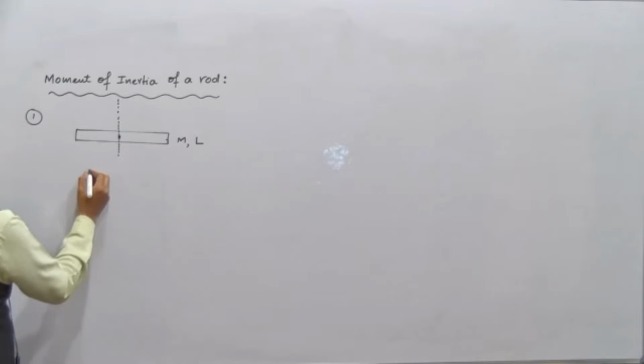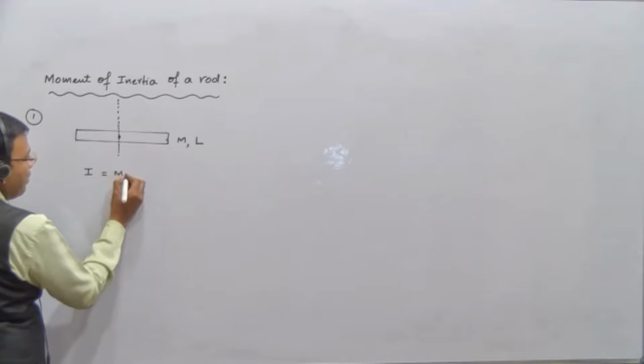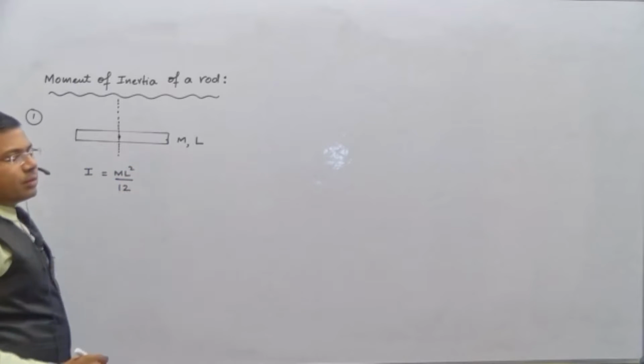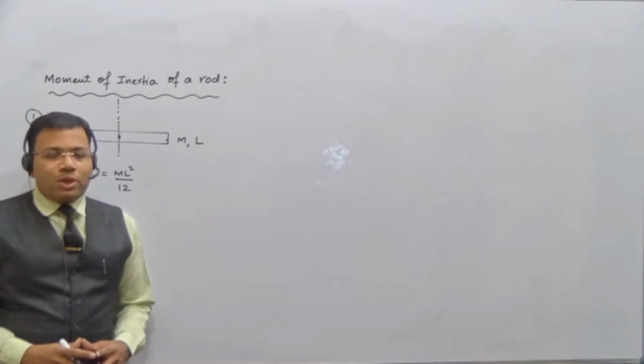So what is the moment of inertia? That is, what is the opposition for this rotation? It is ML square by 12. The moment of inertia for the rod in this situation is ML square by 12.